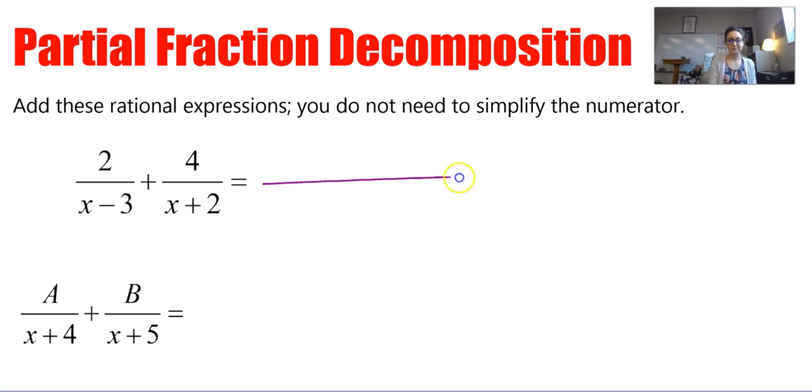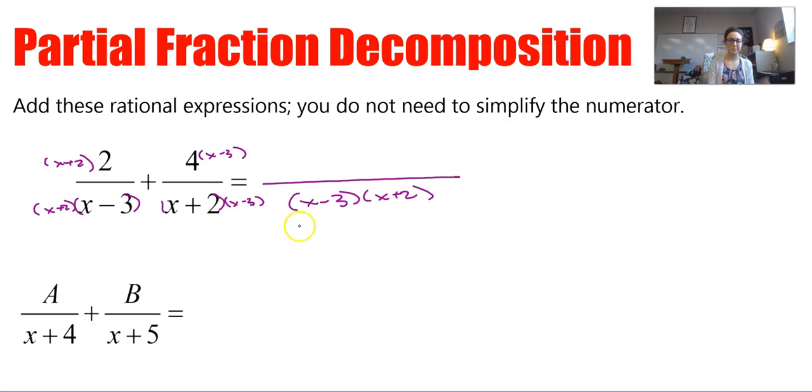So I'm going to make a common denominator of x minus 3 times x plus 2, right? This first fraction is missing the denominator of x plus 2, and what I do to the denominator, I also need to do to the numerator. The second fraction is missing the factor of x minus 3, and again, what I do to the denominator, I need to do to the numerator, okay? So now my denominators are good to go.